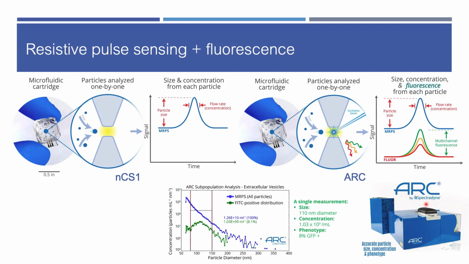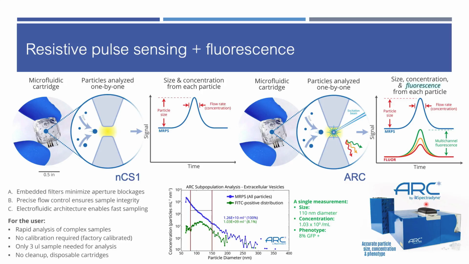And the promise is then this overlaid information where you can get the size histogram, as well as the sizes of those ones which are expressing a certain fluorophore. In this case, it was GFP positive EVs. This technique only requires a few microliters, and there are disposable cartridges. That's an advantage because they can be very easy to clean up, but it's also an expensive consumable.